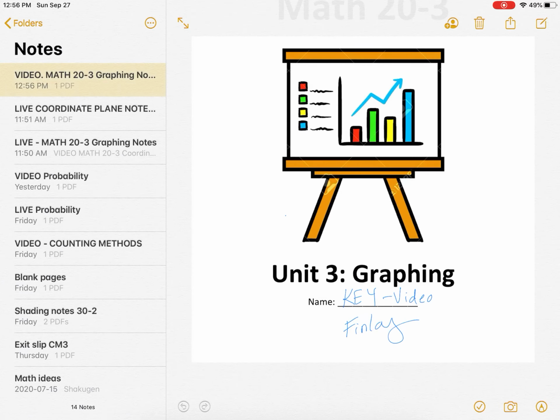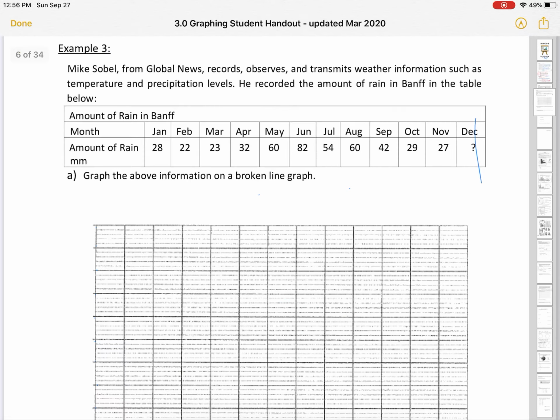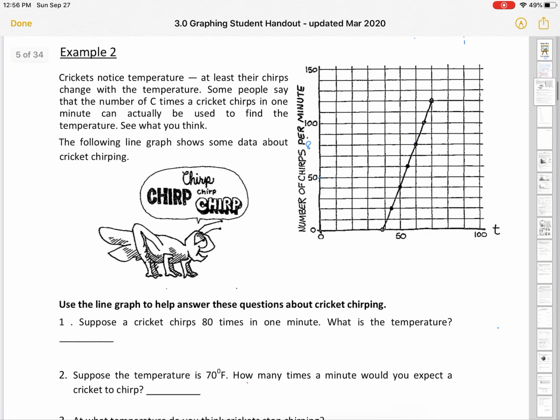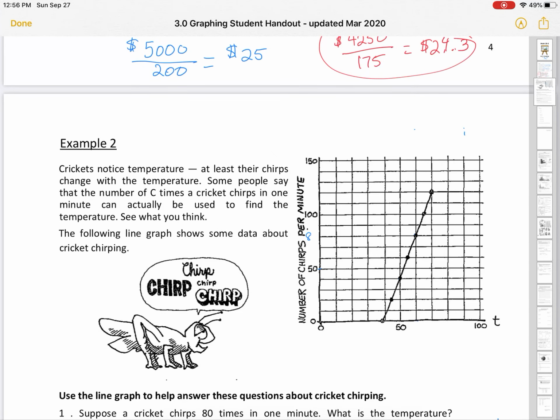Now, let's look at this next one. Seriously, we're going to look at these crickets. So we're analyzing this. Now, there's a couple things I want to correct with this graph before we continue. First, it's missing a title. So this would be, we're talking about crickets and temperature. Crickets notice temperature. At least their chirps change with the temperature. And some people say that the number of chirps a cricket chirps in 1 minute can actually be used to find out the temperature. So they took a few readings and they graphed it.